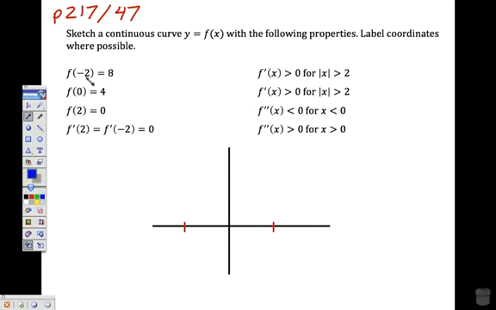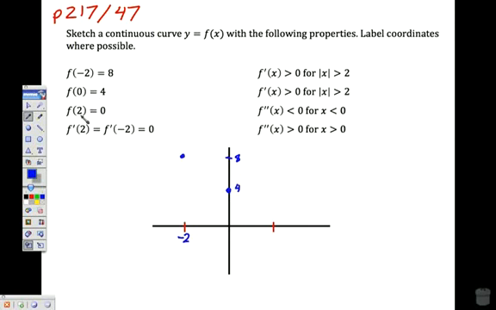F of -2 equals 8. That's just a point on the graph. When x equals -2, y equals 8. So I'm going to say that this spot right here is -2, and my graph should be up at 8. It's a dot on the graph. F of 0 equals 4. When x equals 0, y should equal 4. That's a dot on the graph at 4.